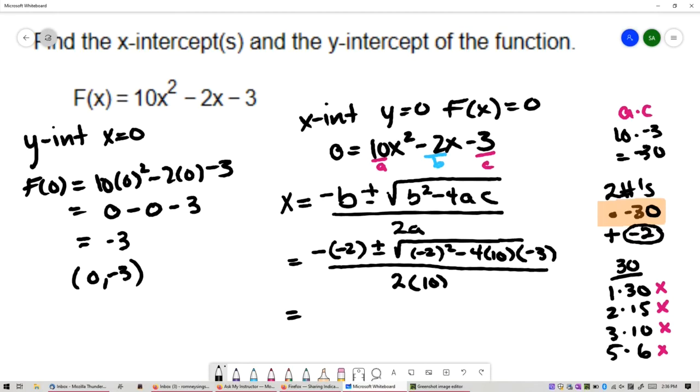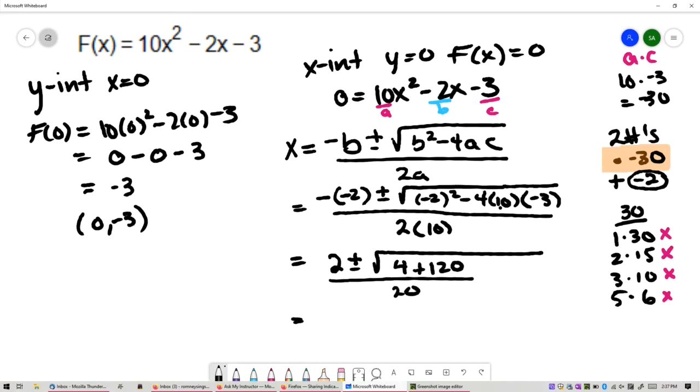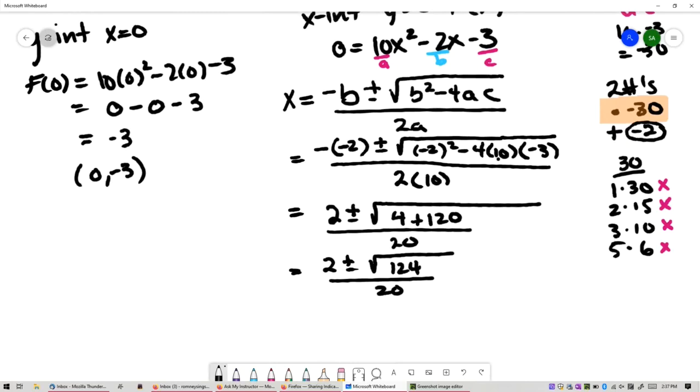So then I'm going to start simplifying using order of operations. And I have a negative times a negative, that's a positive. Underneath the radical, I'll apply the exponent first. Negative 2 squared is 4. 4 times 10 is 40. 40 times 3 is 120, and that's going to be a positive 120. 2 times 10 is 20. Underneath the radical, I have 4 plus 120, that's 124. And then I want to simplify that radical.